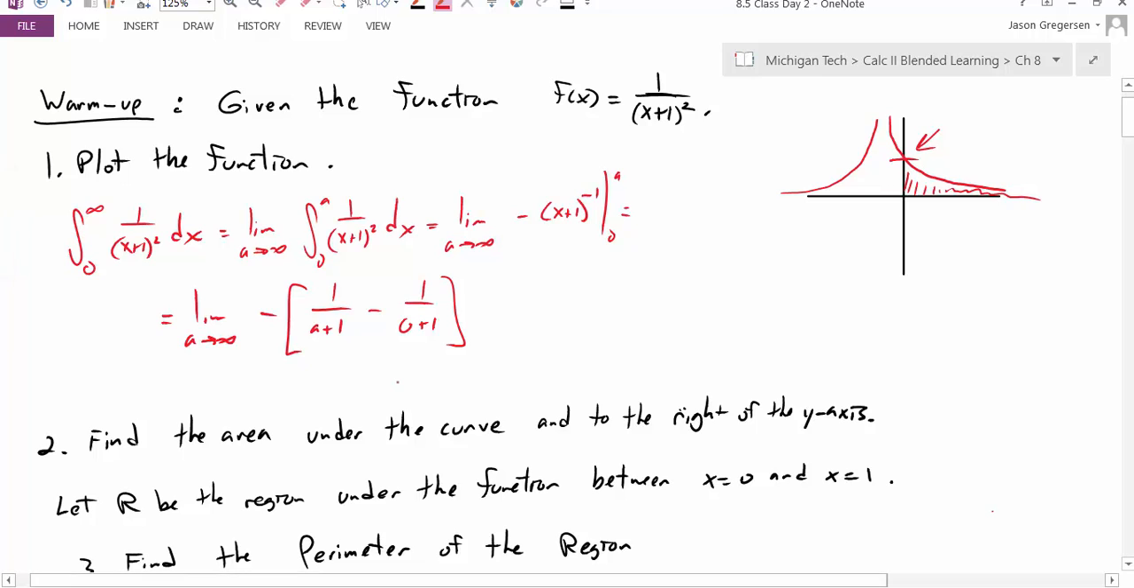As a goes to infinity, what happens to the first term here? It goes to 0. As a goes to infinity, what happens to my second term? It just equals what it's equal to, right? There is no a in that term, so that one is just equal to 1. I have a negative and a negative, so that turns into positive 1. So the area under this curve from x equals 0 out to infinity is just the number 1. Any questions about that one?